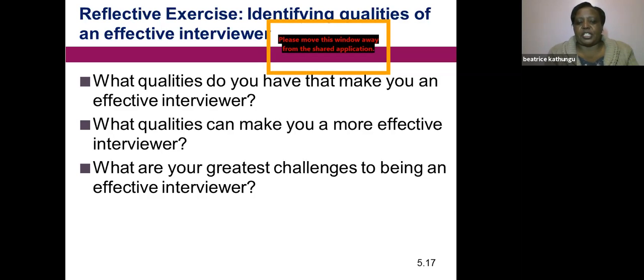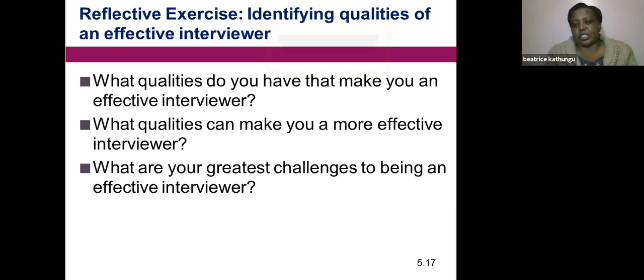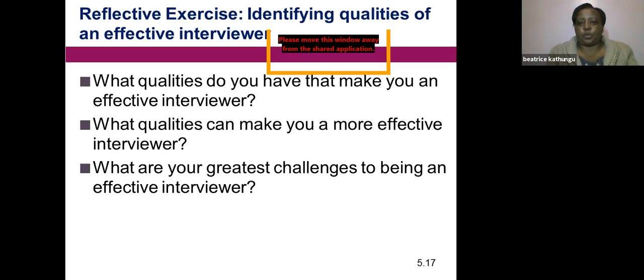And the third point is asking, what are your greatest challenges to being an effective interviewer? So in this question, we are looking at ourselves and saying, this is where I have difficulties. So this is where I would need to improve. So very quickly in 1 minute, can anybody share? You can raise your hand and share with us on any one of these 3 questions. Yeah, or you can also type in your chat.